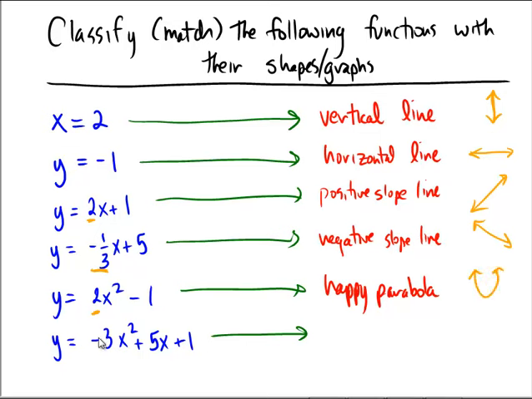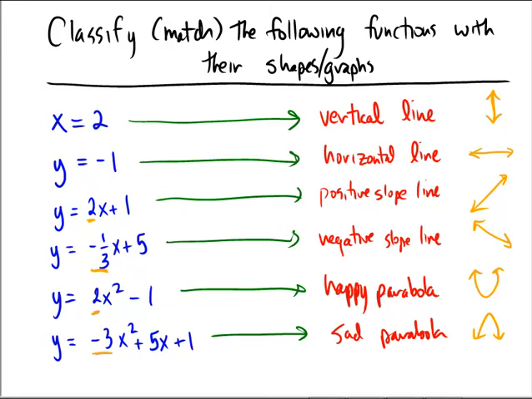Whereas when we have a negative coefficient out in front of the x squared, this is not a happy parabola, this one's going to be a sad parabola. So instead of opening upwards, it's going to be opening downwards. And these are the lines and the parabolas. All of these shapes kind of cover all of the lines and the parabolas up to transformations of these shapes.